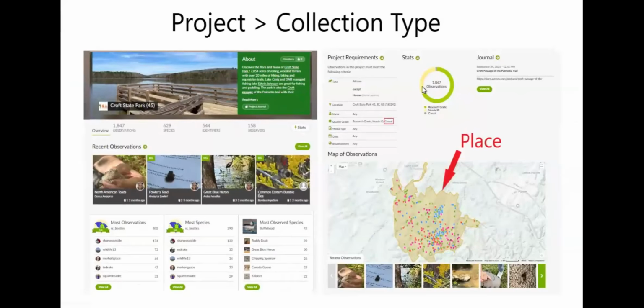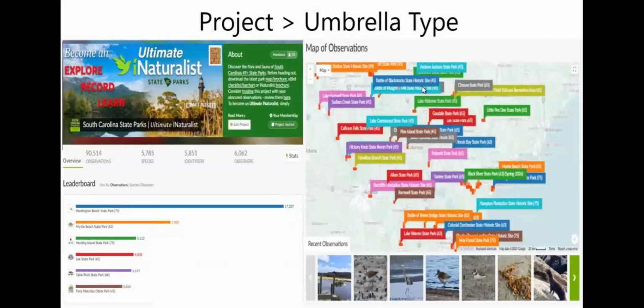So here's a typical collection project. I've selected all tags except humans. Croft State Park is the place. Research grade, needs ID, and casual data quality. Like I said, I created this one for Croft State Park, and anybody can do it.